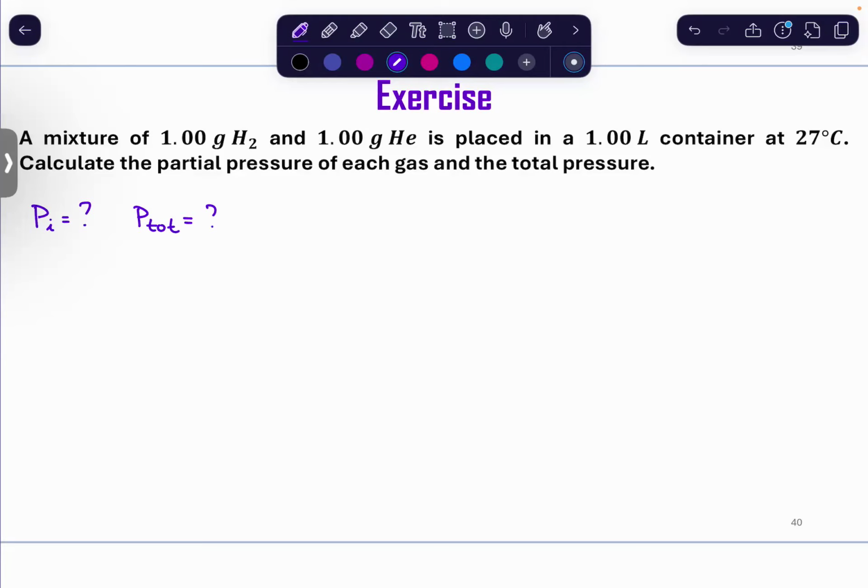Okay, so things we know, the volume of our system, 1 liter, temperature, 27 Celsius. That does not match the gas constant, so we will change that. Hydrogen. Let's see, helium. And our gas constant.